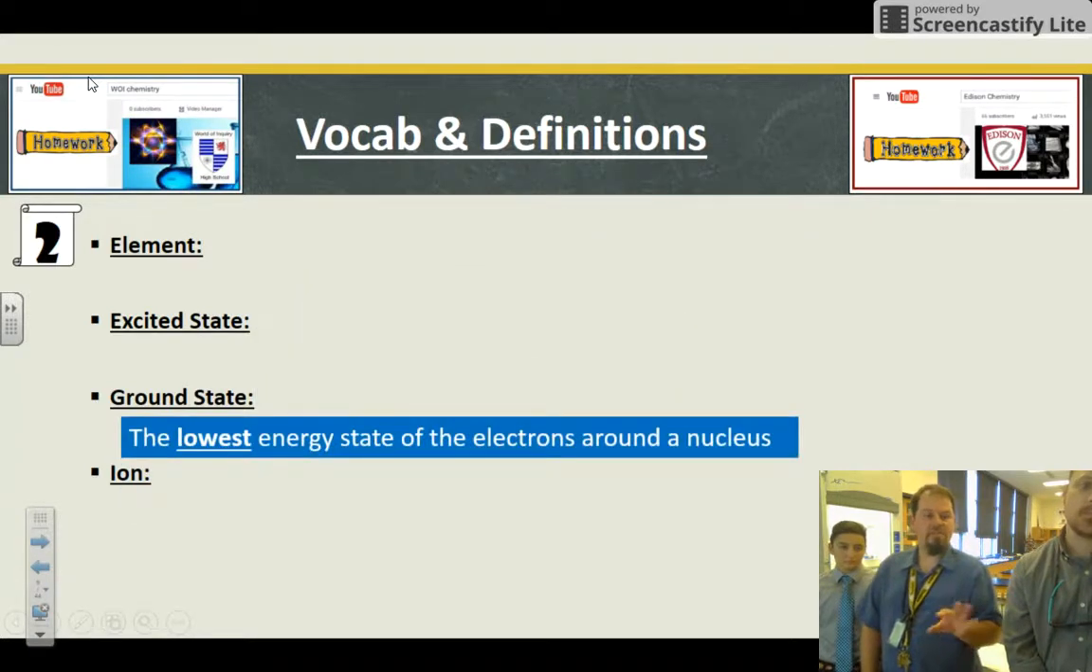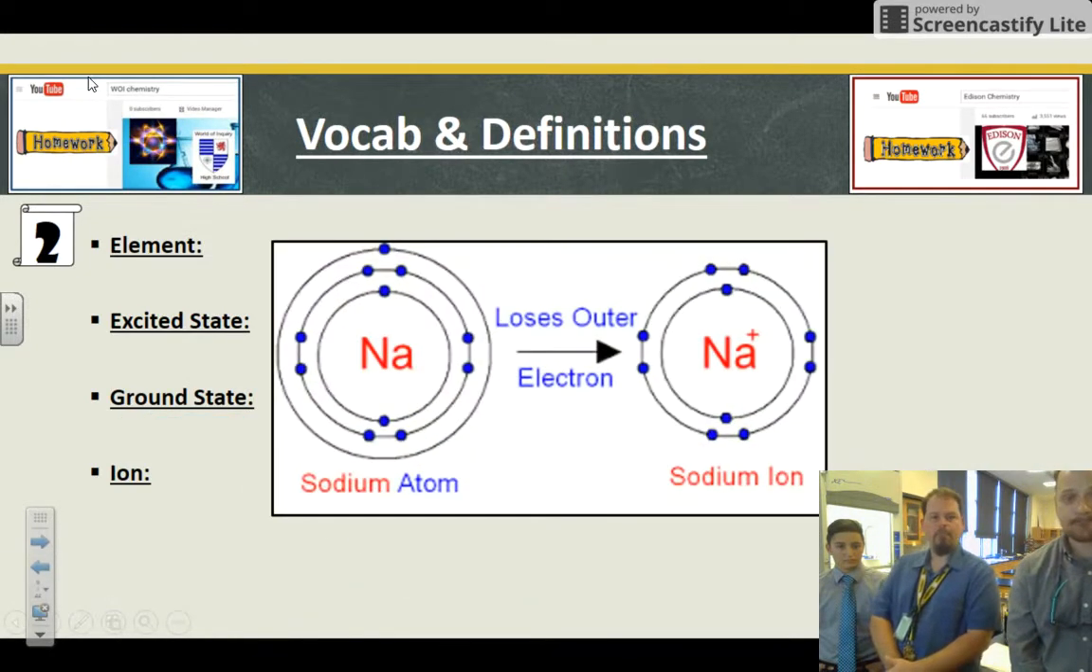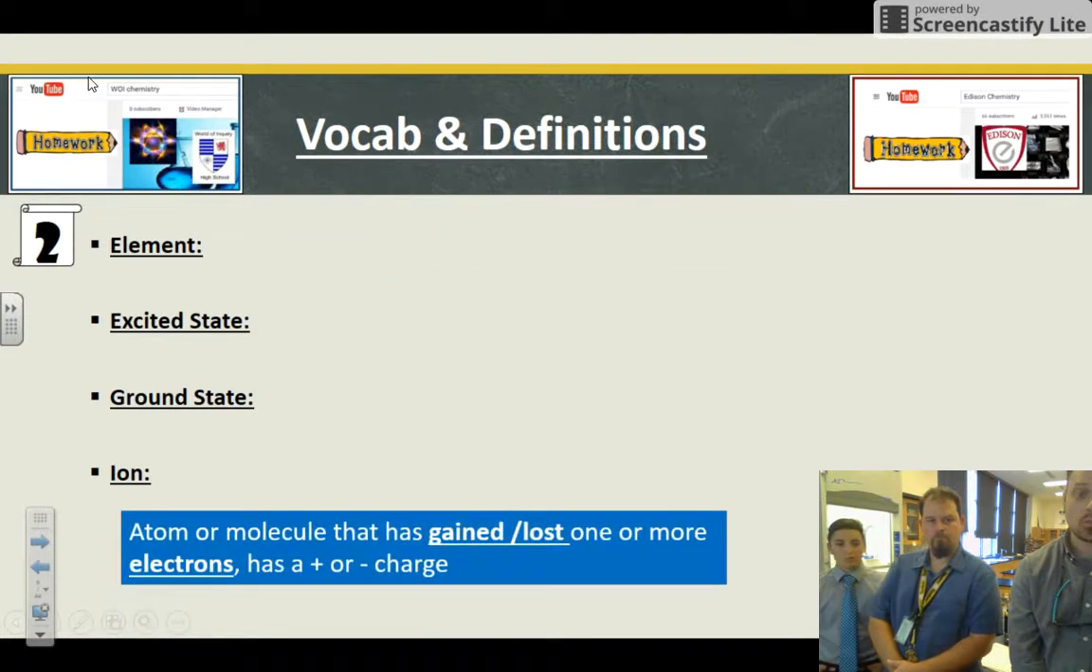But this ground state is its normal or lowest energy state. This is where it would normally reside. Yeah, home address. There you go. Next up is an ion. That's when an element has more or less electrons than it normally would have.